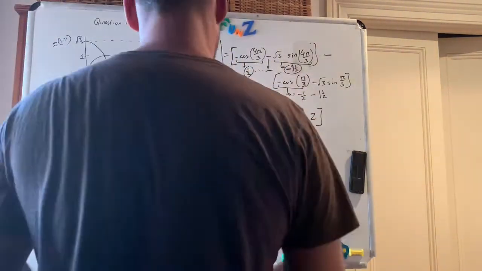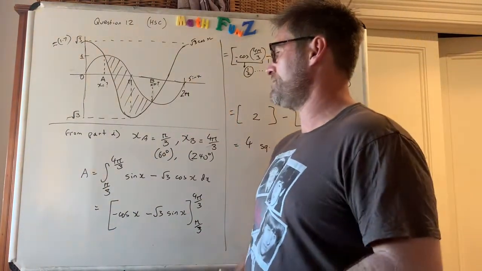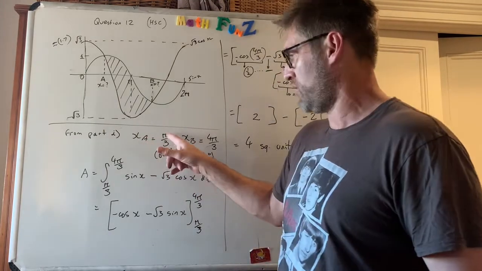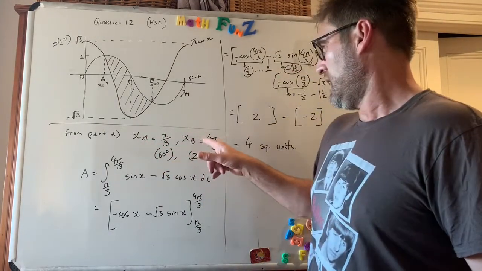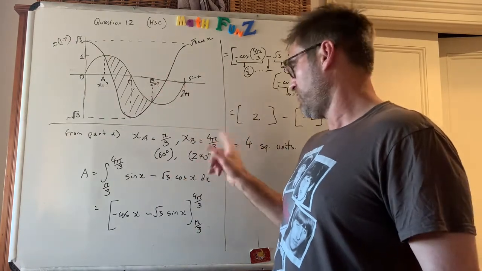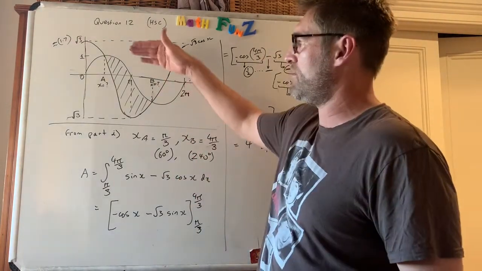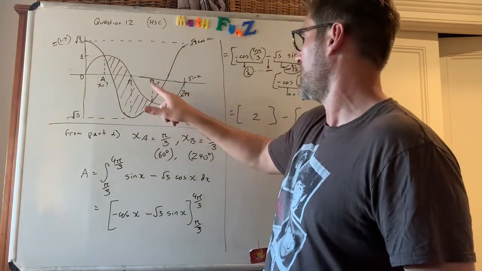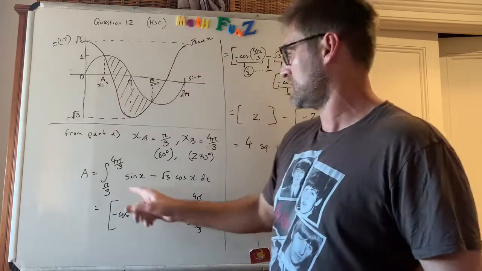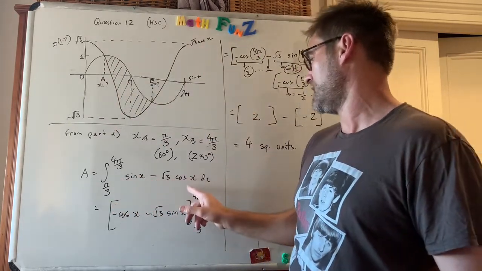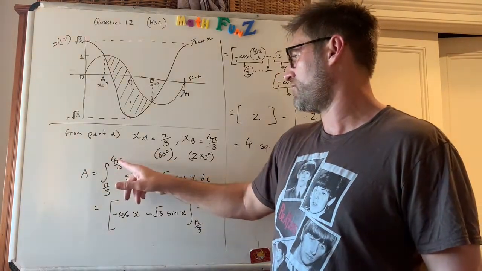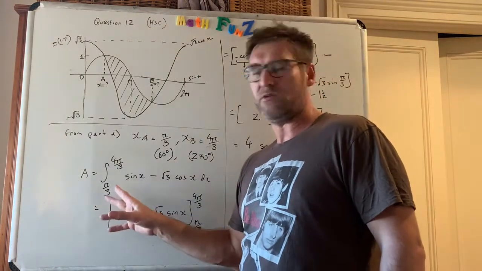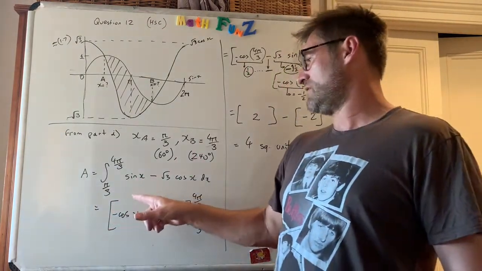Thank you, Hippo. Alright, same as we've just done. Part 1 gave us the x-coordinate for A, pi on 3 or 60 degrees, plus the x-coordinate for B, 4 pi on 3 or 240 degrees. We wanted to find the area under the curve, top function minus bottom function, or sine x minus root 3 cos x, between pi on 3 and 4 pi on 3. You can stick to degrees if you're more confident with that in your calculator. I'm going to stick with radians for now.